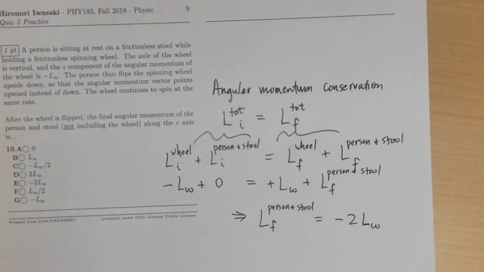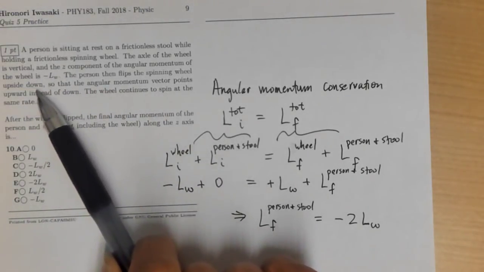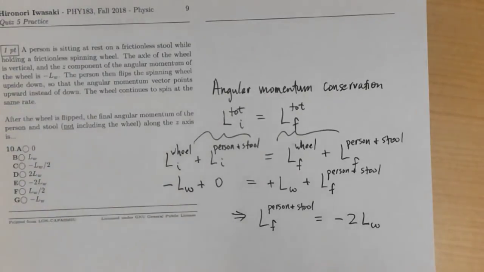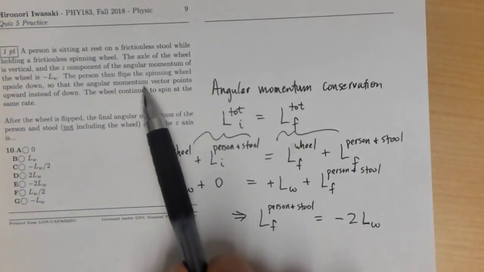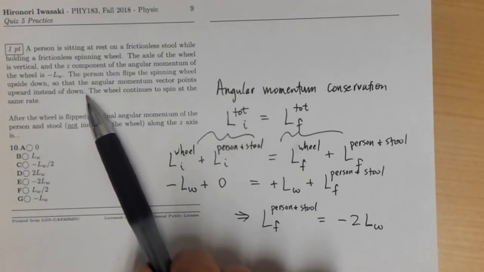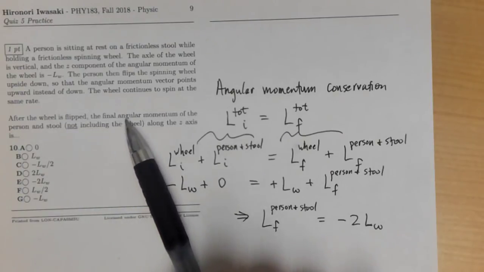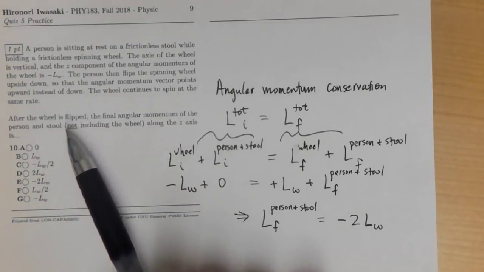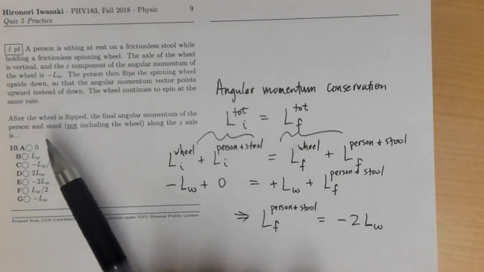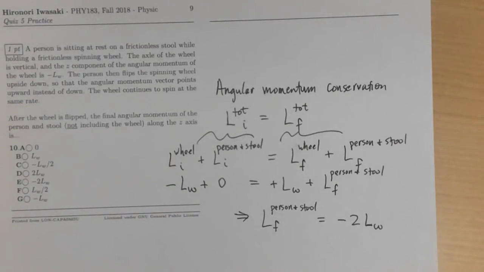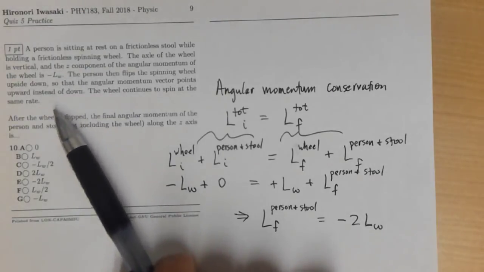Number 10: a person is sitting at rest on a frictionless stool while holding a frictionless spinning wheel. The axle of the wheel is vertical, and the z component of the angular momentum of the wheel is minus L_W. The person then flips the spinning wheel upside down. We actually did this as a demo today, so that the angular momentum vector points upward instead of downwards. The wheel continues to spin at the same rate. After the wheel is flipped, the final angular momentum of the person and stool, but not including the wheel, along the z-axis is what?